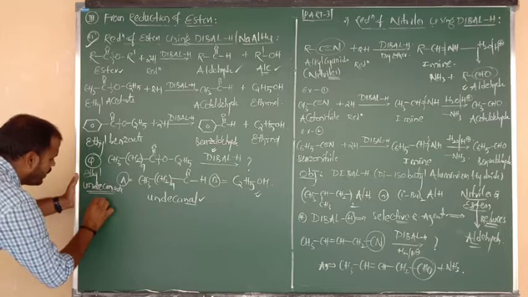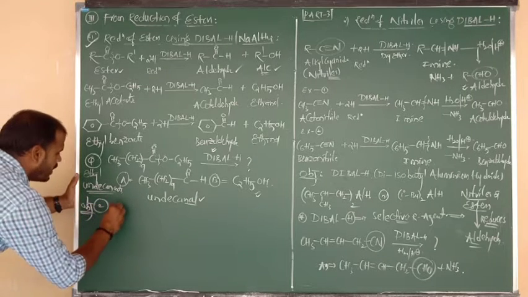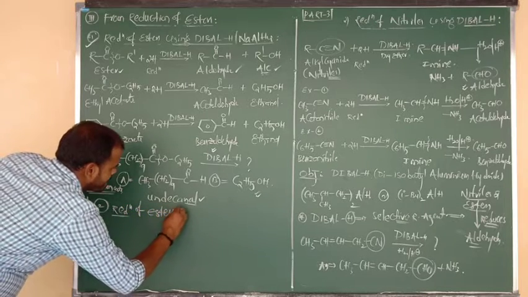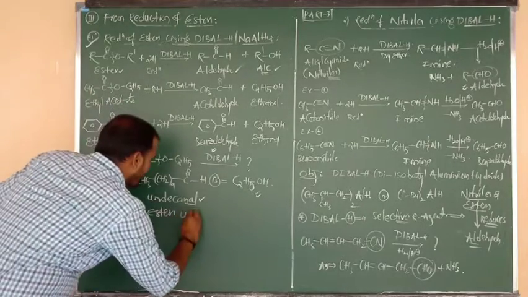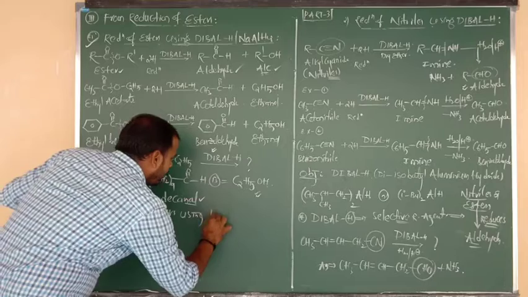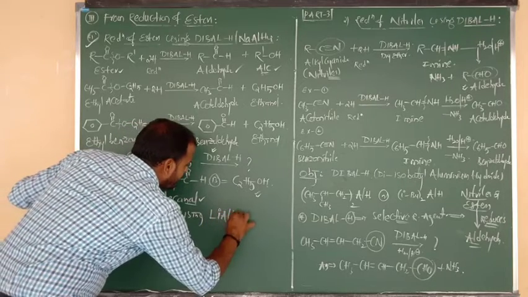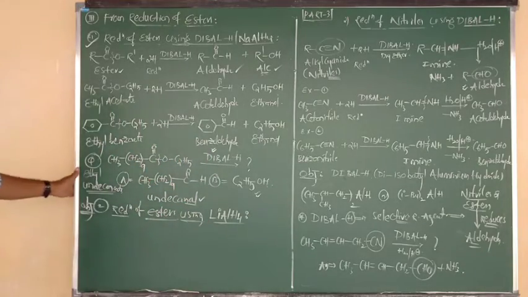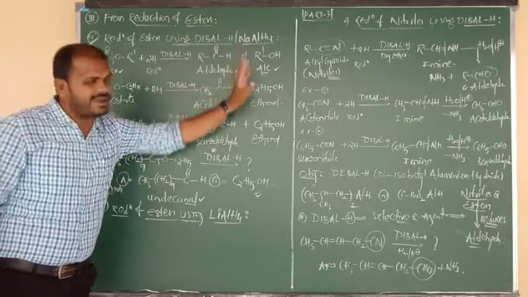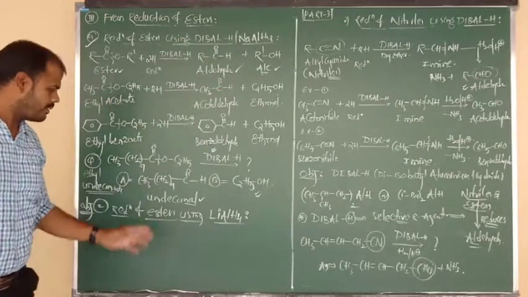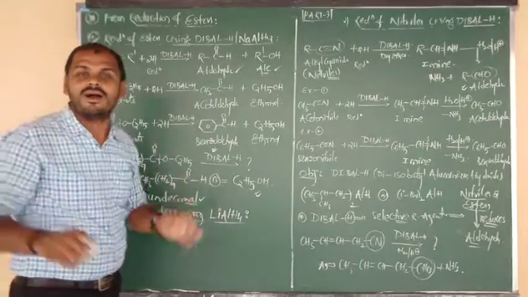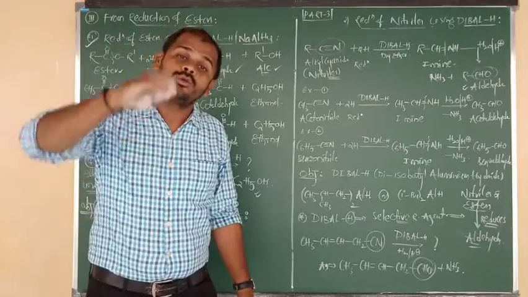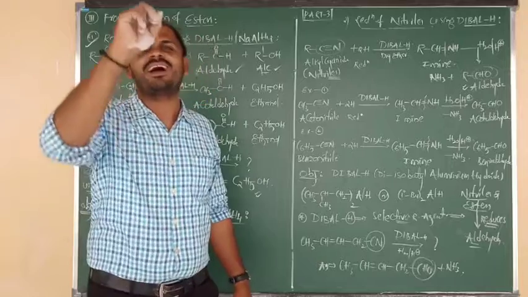But method number 2, listen carefully, this is only for objective point of view. Reduction of esters using LiAlH4, LAH for short, which means lithium aluminum hydride. Reduction of esters using DIBAL-H or NaAlH4 gives aldehyde and alcohol. But esters upon reduction with lithium aluminum hydride, you won't get any aldehyde, you will get only alcohol, a mixture of two alcohols.